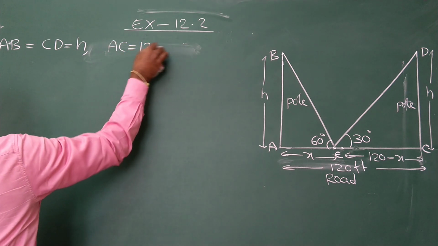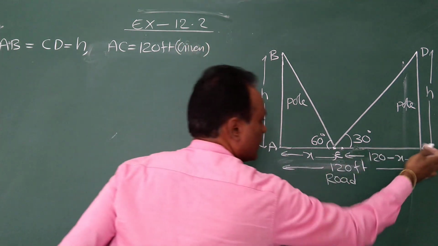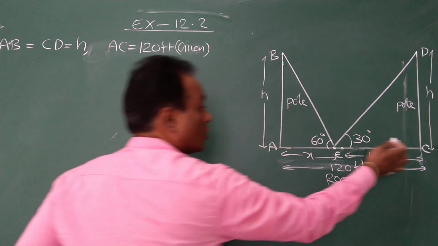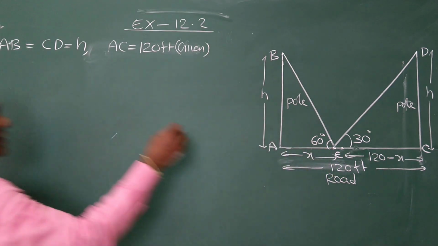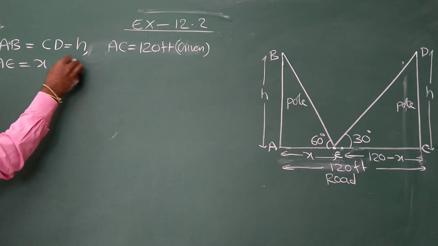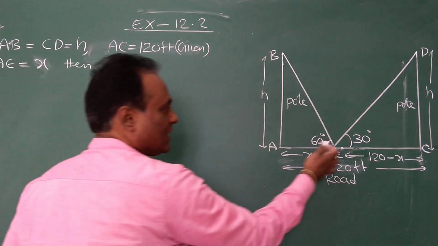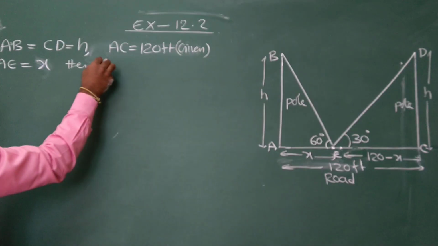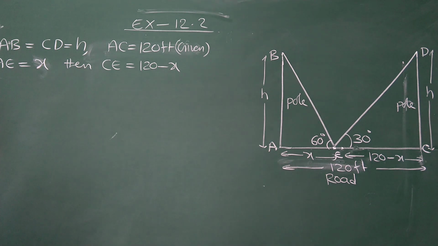Next. AC is equal to 120, given. Let AE is equal to X. Then CE is equal to 120 minus X.